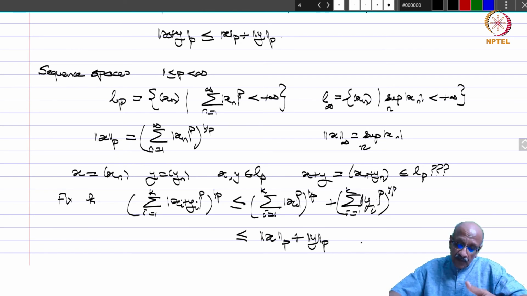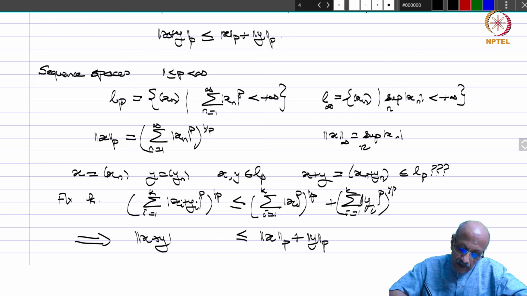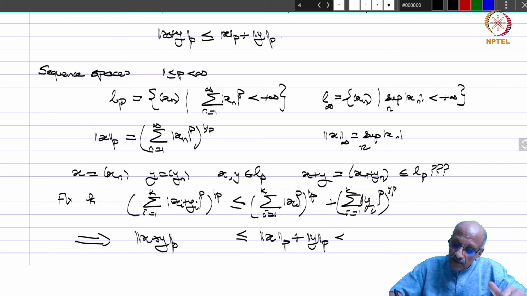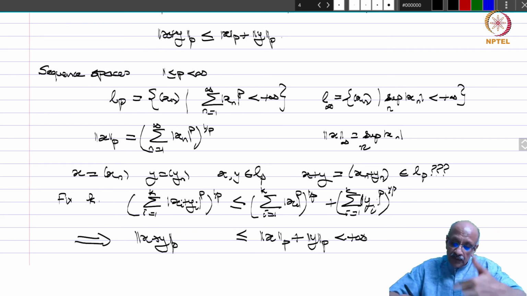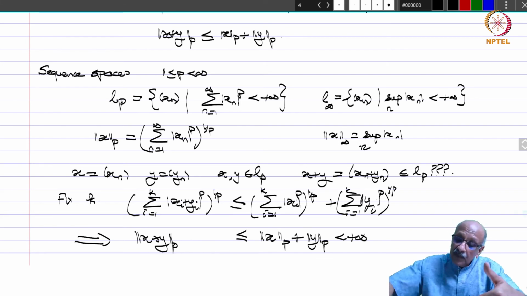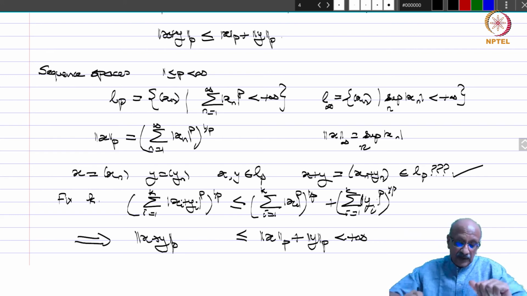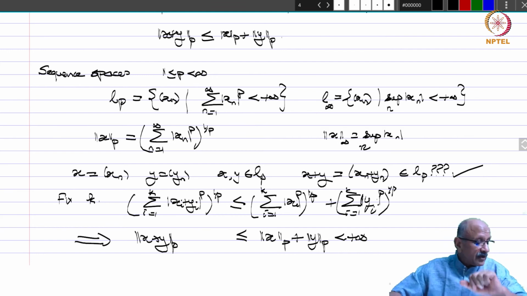So this is true for every k, and therefore I can let k tend to infinity. The right side is independent of k, and therefore you get that the norm of x plus y in p is less than or equal to ||x||_p plus ||y||_p, which is finite, of course. And therefore this shows in one step that x plus y is in ℓ^p. So we have proved this, and we have also proved simultaneously the triangle inequality. Therefore all these sequence spaces are normed linear spaces.